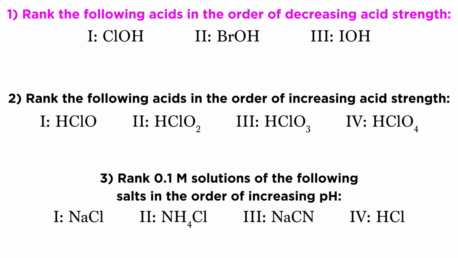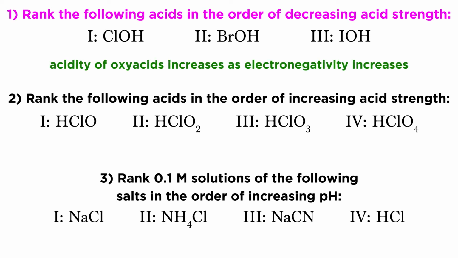So looking at number 1, we know that the acidity of oxyacids increases as electronegativity increases. So for each of these acids, we know that once that proton is lost, that oxygen is going to bear a formal negative charge. And then there is a halogen also connected to that oxygen, and that halogen is going to be able to accommodate some of that negative charge. And the more electronegative that halogen is, the better it is going to accept some of that negative charge, some of that electron density, to help stabilize it.